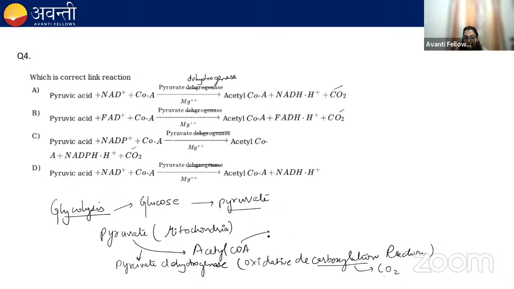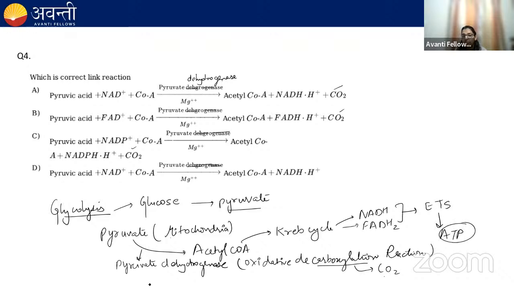And this acetyl-CoA then enters into the Krebs cycle. In the Krebs cycle, NADH and FADH2 are formed. ATP and CO2 are also formed, okay? But here I'm talking about the NADH and FADH2. These NADH and FADH2 will enter into the electron transport chain, which occurs in the inner membrane of the mitochondria. And finally, you get the ATP, okay?